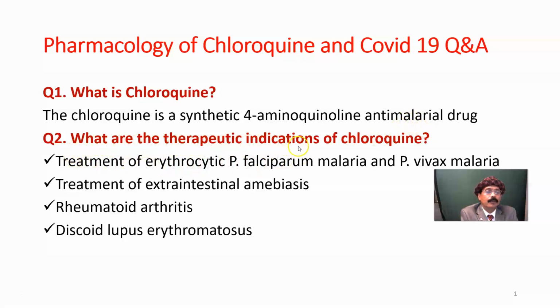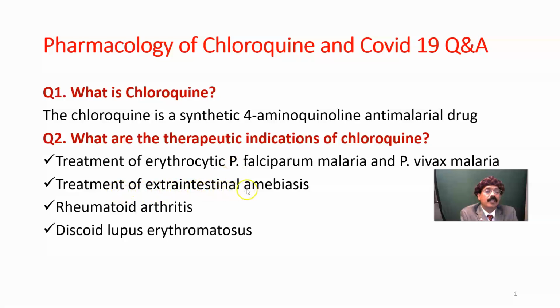What are the therapeutic indications of chloroquine? Chloroquine is not only used for the treatment of malaria, it has other indications as well. Let's start. Treatment of erythrocytic Plasmodium falciparum malaria and Plasmodium vivax malaria. It is more effective in Plasmodium falciparum malaria. It is comparatively less effective in Plasmodium vivax, but in certain parts of the world, Plasmodium falciparum is becoming resistant to chloroquine, so we have alternative medication.